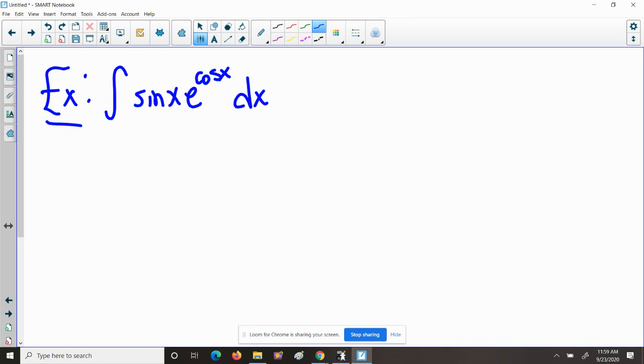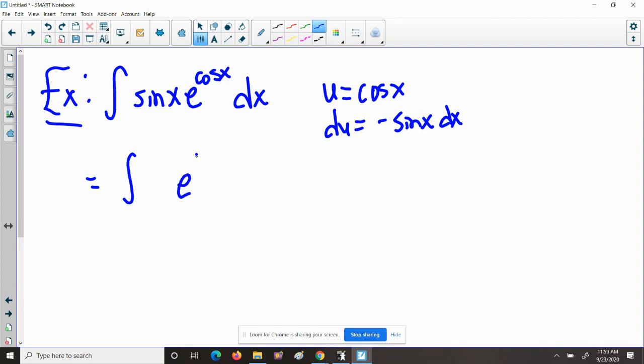Okay, the fact that we have an e tells us this is a little bit different. Not only do we have an e, we have e to the cosine of x. So our u in this case is going to be cosine of x, which would mean our du would be negative sine of x dx. Okay, let's rewrite this in terms of u. e to the cosine of x, that's e to the u.